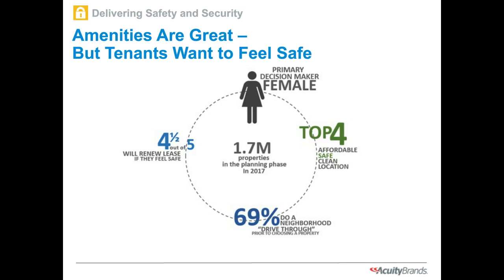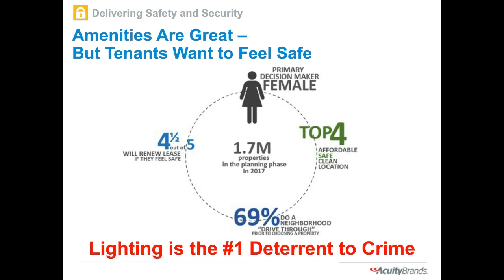While amenities are certainly a draw and often the biggest marketing play in attracting tenants, after affordability, safety is the second most important factor in the housing decision-making process. The female is the primary decision-maker. She does that drive-through out of the gate, and if already a tenant, is more likely, 4.5 times out of 5, to renew the lease if they feel safe. Tenant safety perception equals occupancy retention and property growth. How will you keep your tenants safe? Lighting is the number one deterrent to crime.